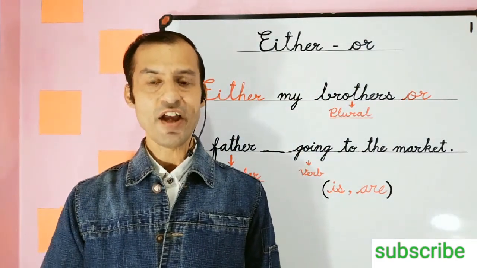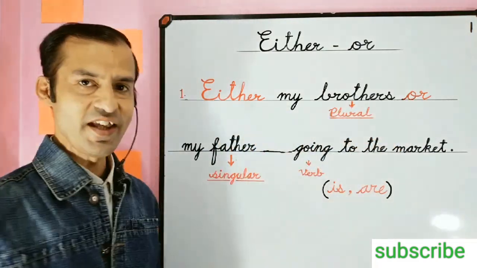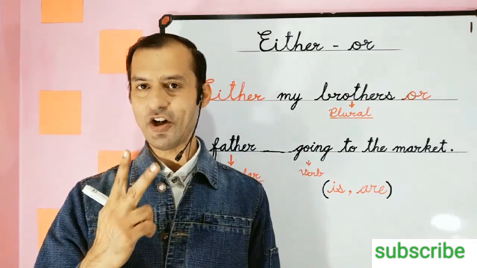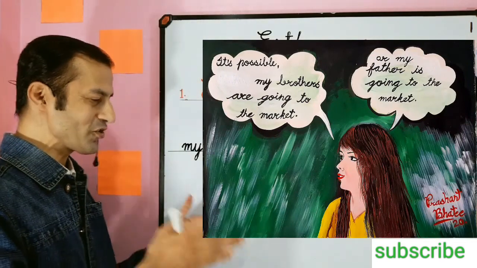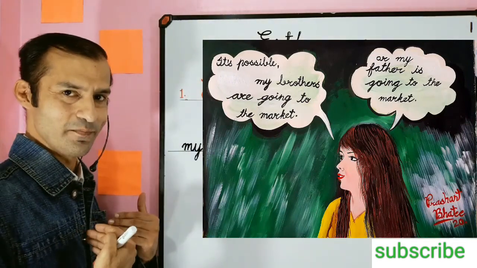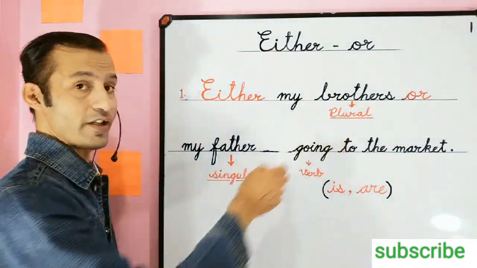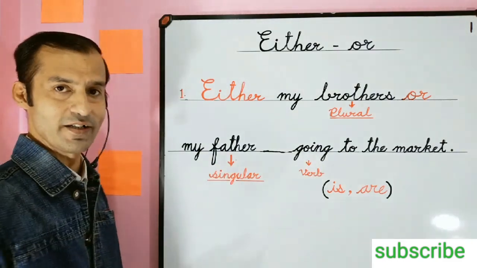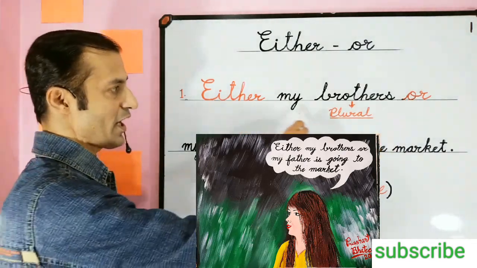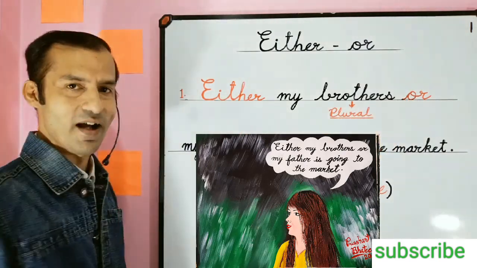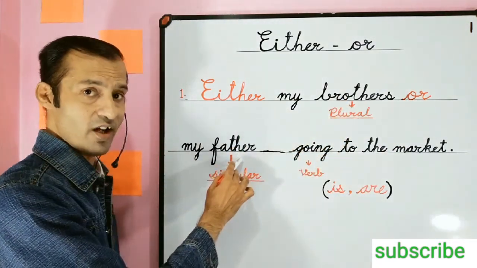So let's start. When two nouns or pronouns are connected with either, it is generally used when there are two persons or things. And when I ask that girl who's going to the market, she says to me, I don't know. It's possible my brothers are going to the market, or it's possible my father is going to the market. So this sentence can be combined by either or: Either my brothers or my father is going to the market. This sentence represents brothers first and father second.